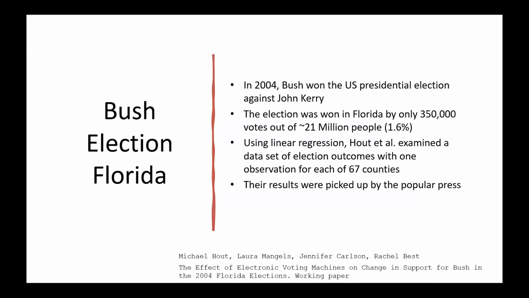Now, there was a researcher somewhere on the West Coast, and his name was Hout, and he examined a data set of election outcomes with one observation for each of the 67 counties that Florida has. So there are 67 observations in total in the data set. And as things go, the result was sensational or interesting and was picked up by the popular press.